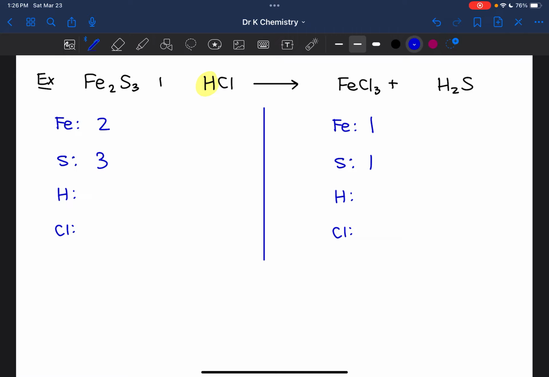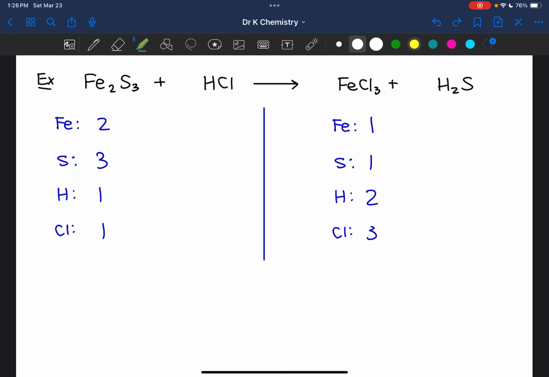On the left, we have 1 hydrogen, and on the right, we have 2 hydrogens. And on the left, we have 1 chlorine, and on the right, we have 3 chlorides. Okay, so we'll definitely have to fix some stuff here, and we're going to have to use coefficients to do that.